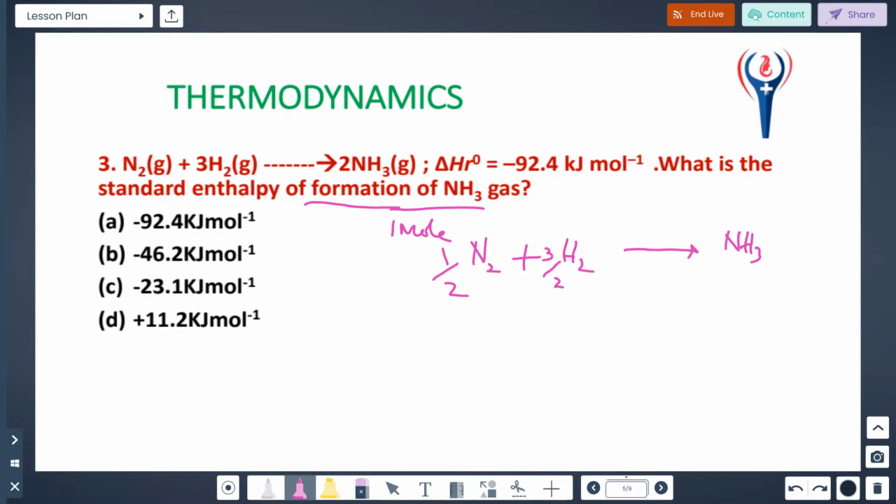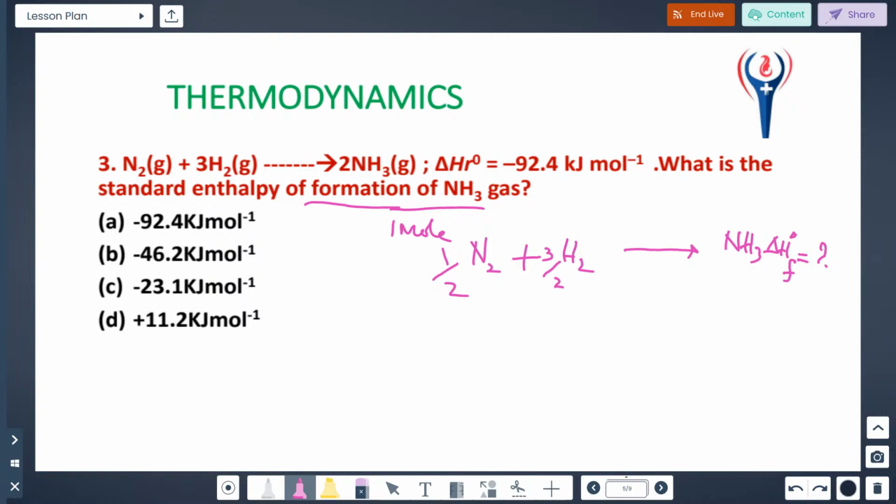So what does the symbol mean here? What's the symbol for standard enthalpy of formation? The symbol is delta H. Standard means naught. Delta H of formation, f, is equal to question mark. Standard enthalpy of formation, this one we have to find out.